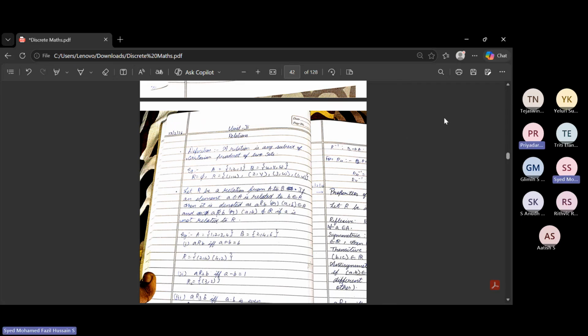Can you upload these notes in the WhatsApp group? Yeah, sure. Thank you.